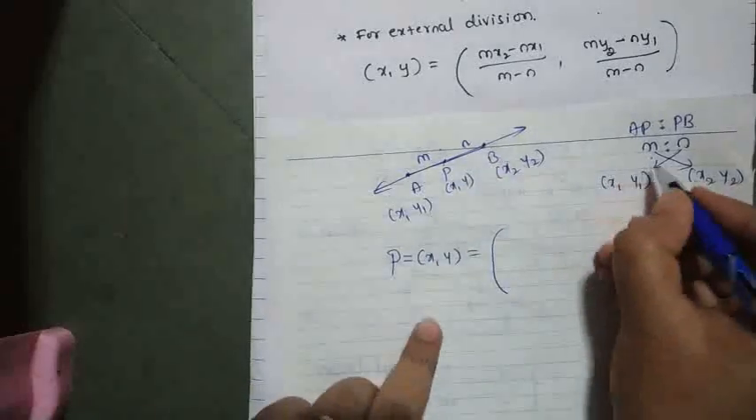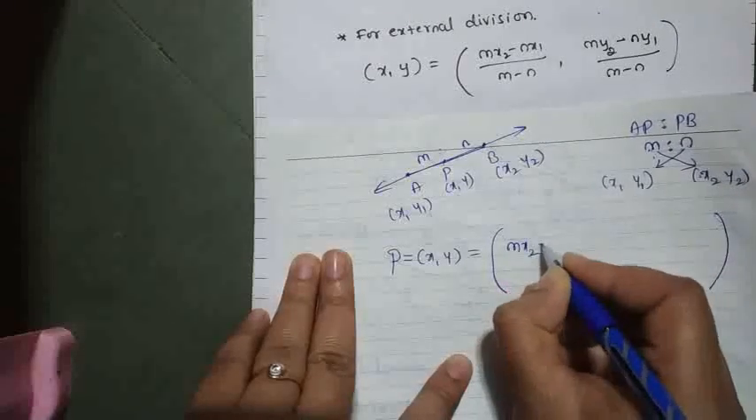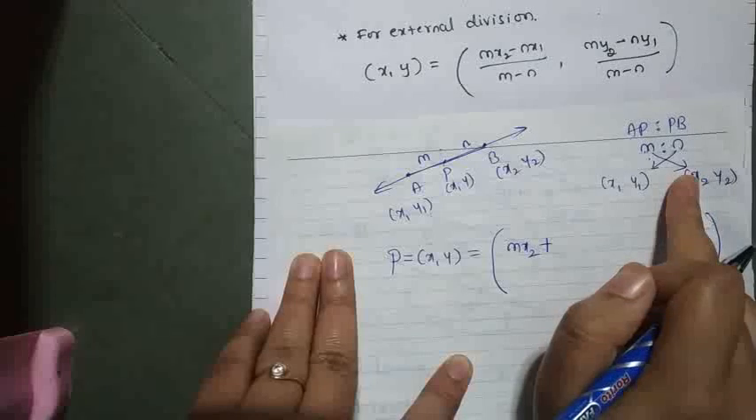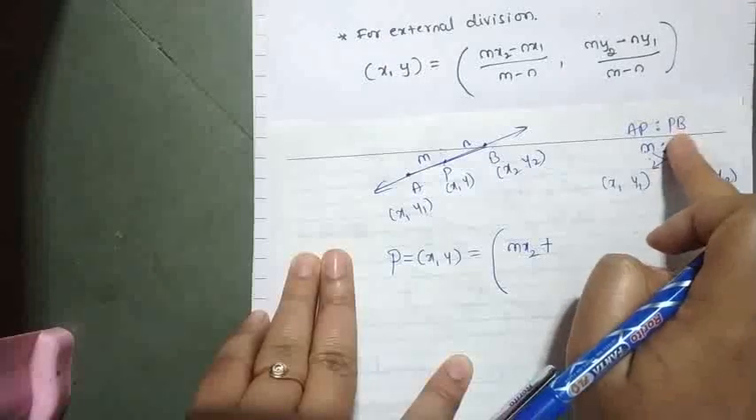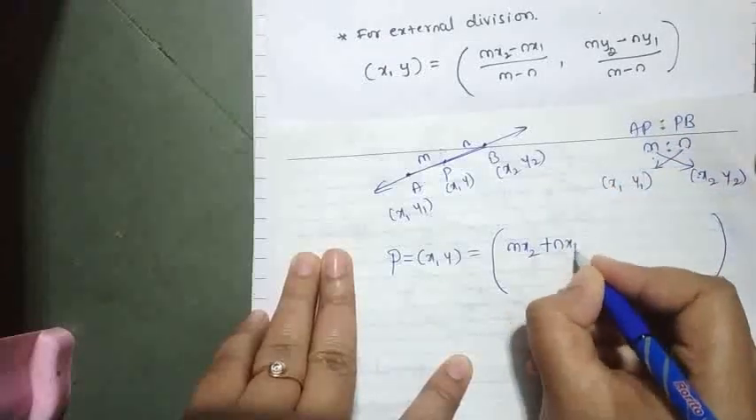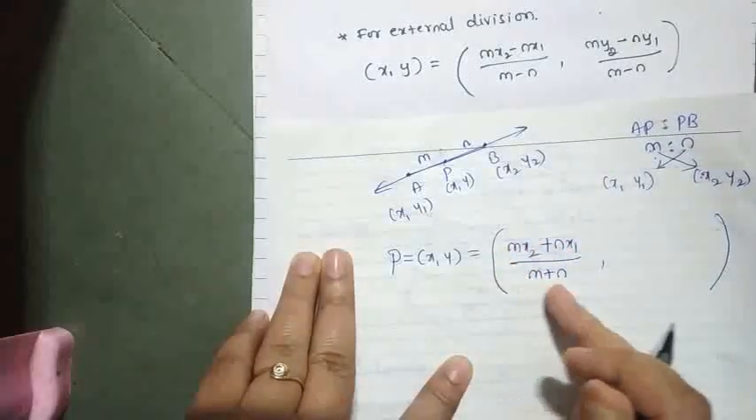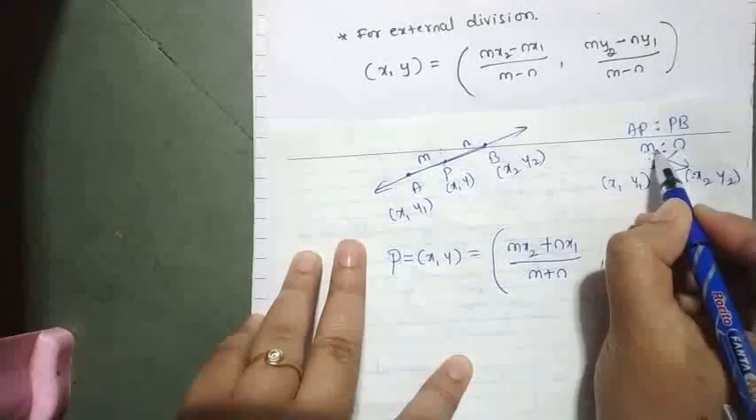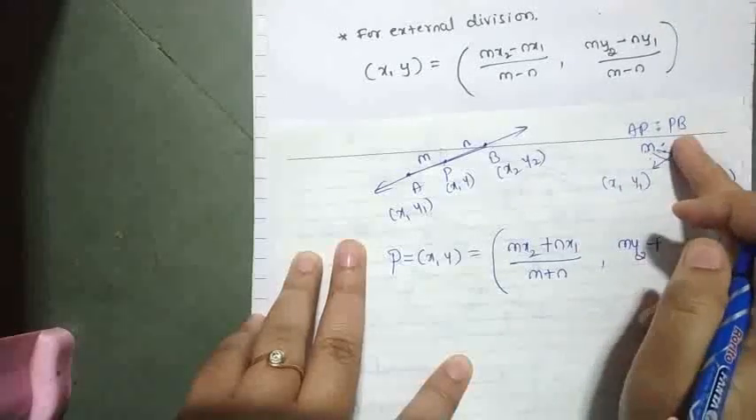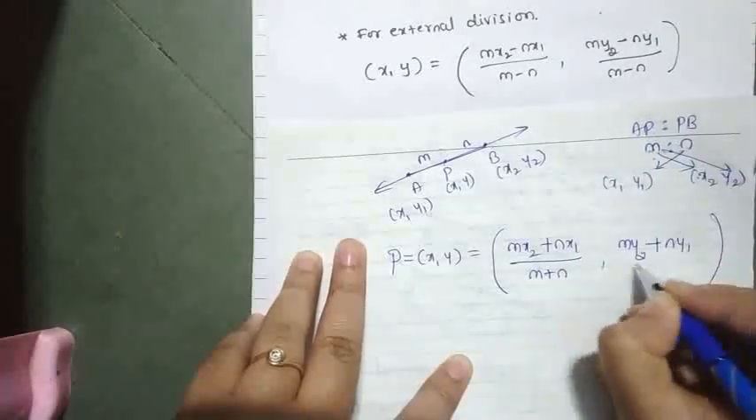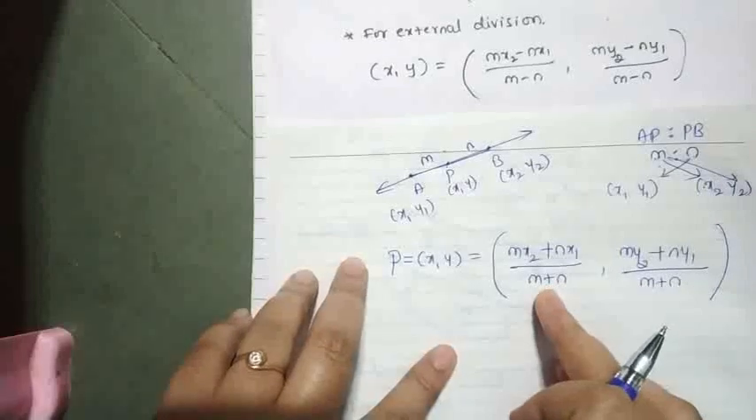is given by (mx2 plus nx1) divided by (m plus n). This is the value of the x coordinate, and next (my2 plus ny1) divided by (m plus n). This is the formula for internal division.